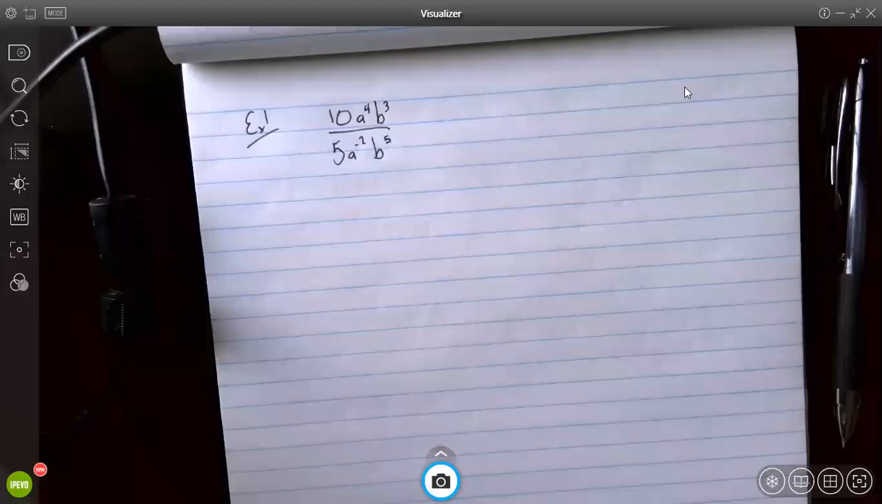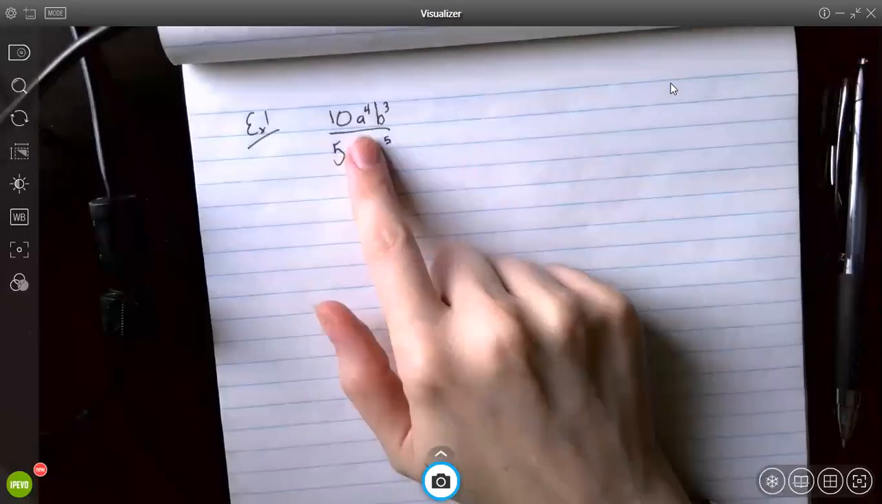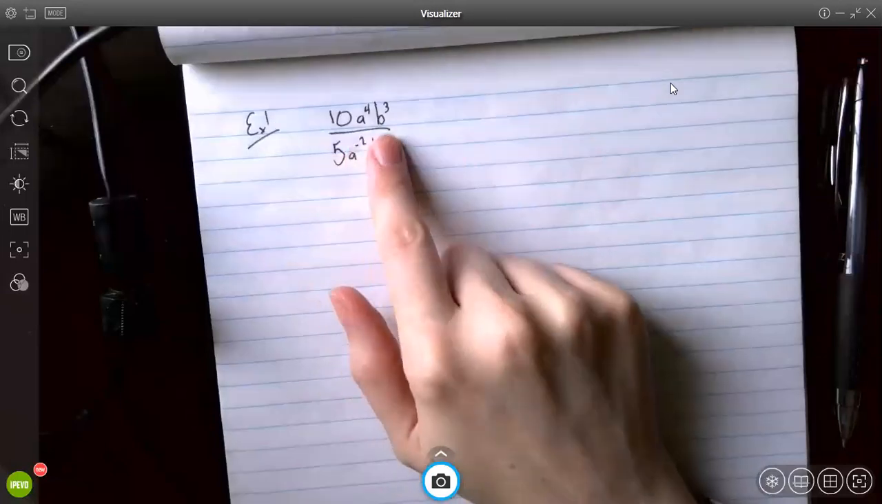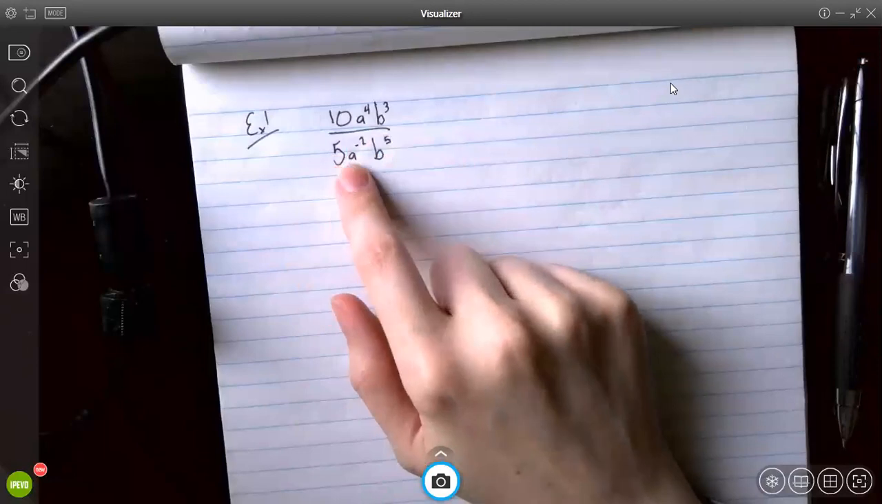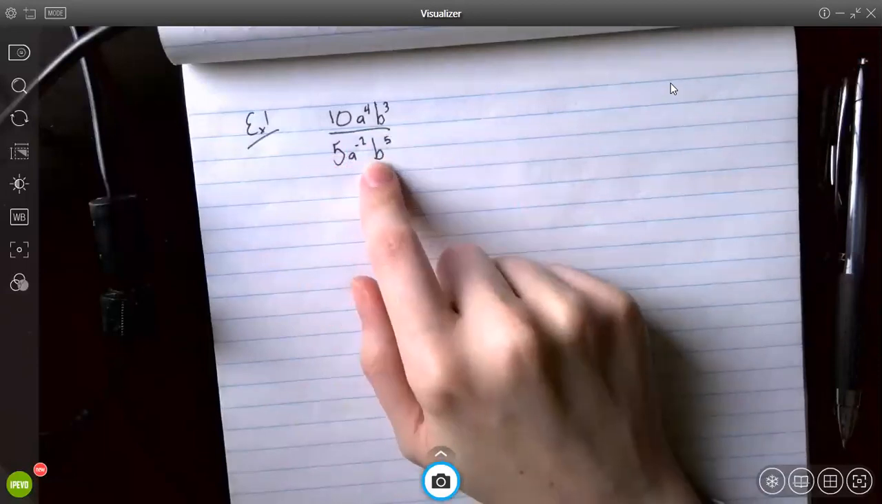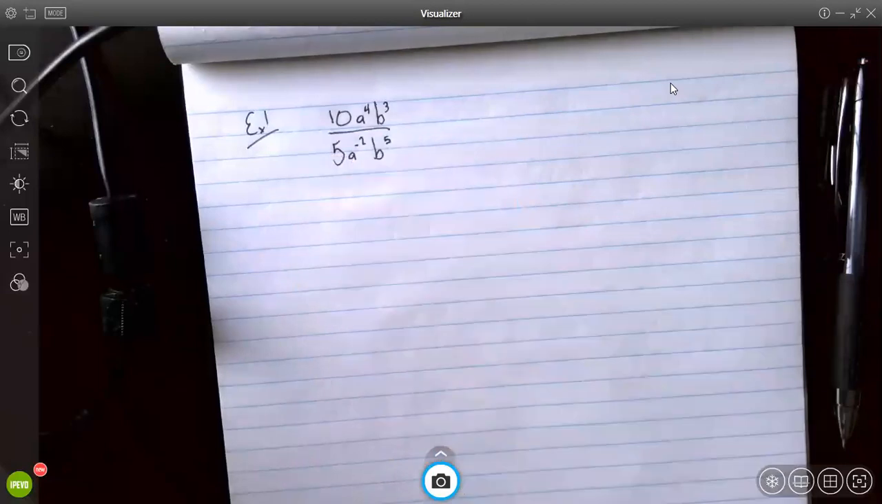Okay, so we're going to go over 3 examples, each one more complicated than the one before it. So we'll start off with a fairly simple one. We have 10 times a to the power of 4 times b to the power of 3 divided by 5 times a to the power of negative 2 times b to the power of 5. So we're going to start by using our exponent rules to simplify our like terms or like bases.